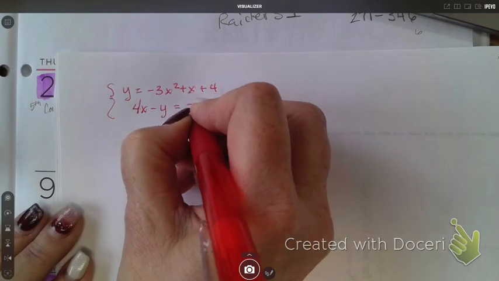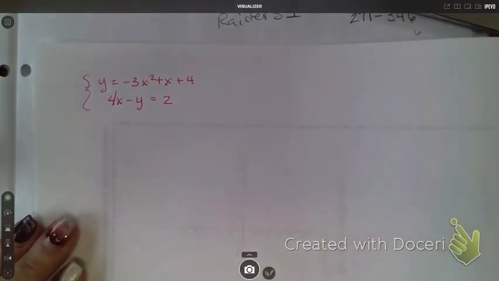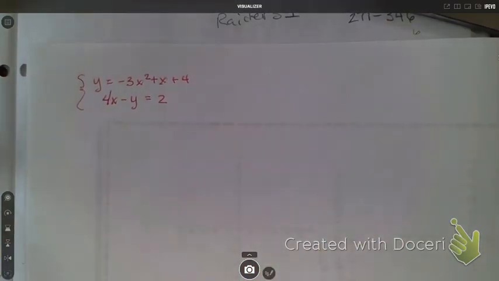Thanks. I guess saying it out loud. Sometimes I mess them up. Y equals negative 3x squared plus x plus 4, and 4x minus y equals 2.